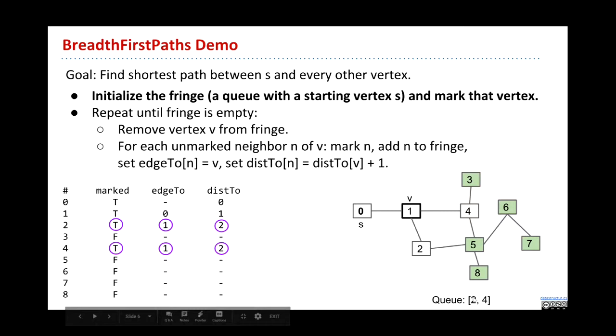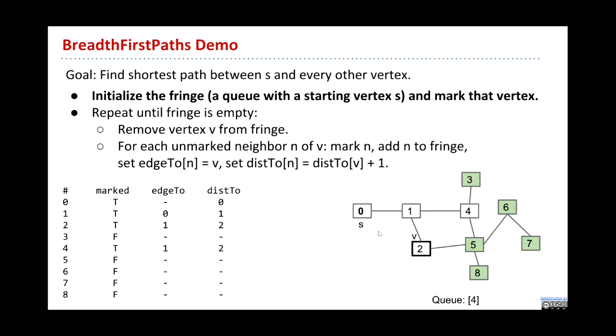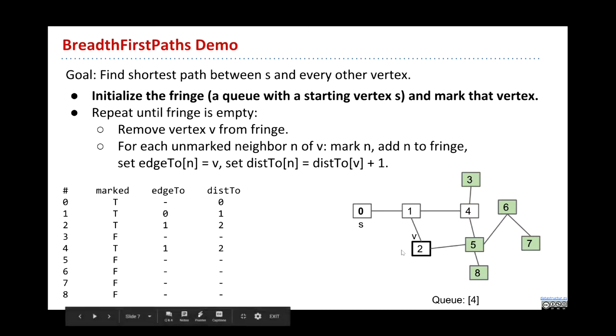And then, so we got 2 things on the queue. Let's say 2 is at the front. So we take 2 off. Now 2 is the active vertex. How many unmarked neighbors does 2 have? 1, and that's 5. So 5, we're going to set its edge 2, its distance 2, and its marked array.